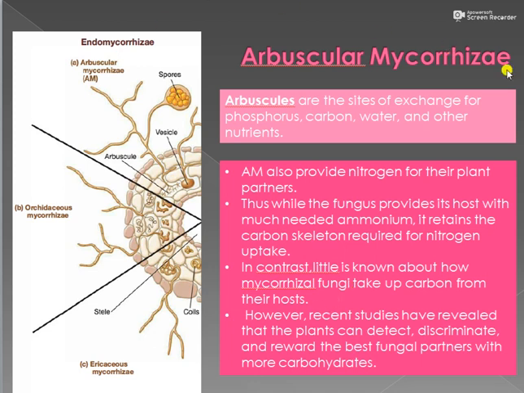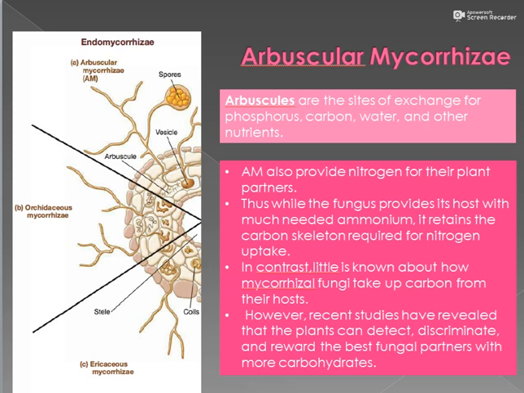So the role of this arbuscular mycorrhiza, as we told you, is a nutrient mobilizer, and these arbuscules, or the tree-like extensions of the hyphae, are the sites of exchange of phosphorus, carbon, water, and other nutrients in the case of arbuscular mycorrhiza.